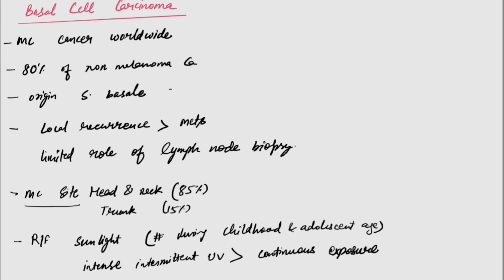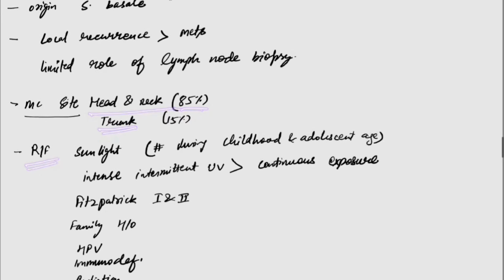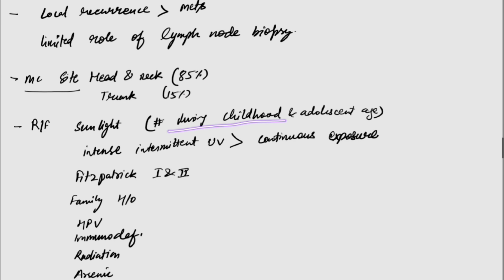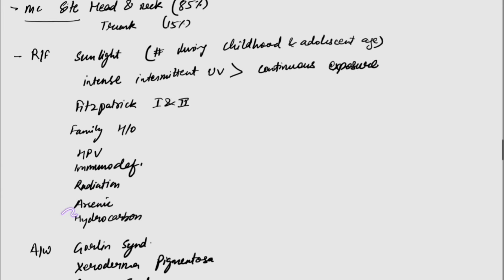Most common site is head and neck, which accounts for 85%, followed by trunk. Risk factors are sunlight. Here, sunlight during childhood and adolescent age is more important. Moreover, intense intermittent UV exposure is much more dangerous compared to continuous exposure. Fitzpatrick skin type 1 and 2 are also risk factors. Any family history, HPV infection, immunodeficiency, radiation, arsenic and hydrocarbons are also risk factors.